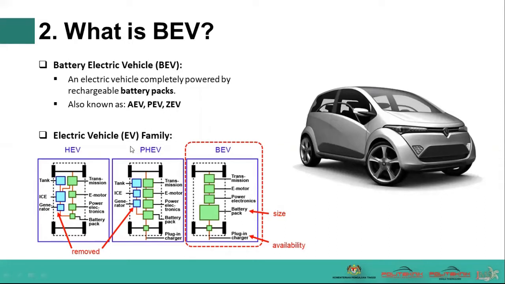There are basically three types of EV in the EV family: the hybrid EV, plug-in hybrid, and BEV. The differences between them are as shown in terms of the downsize of mechanical drivetrain, the blue box, until it is totally removed in BEV, and the increased size of electrical drivetrain, the green box. Obviously, also in battery pack size and the availability of plug-in chargers.